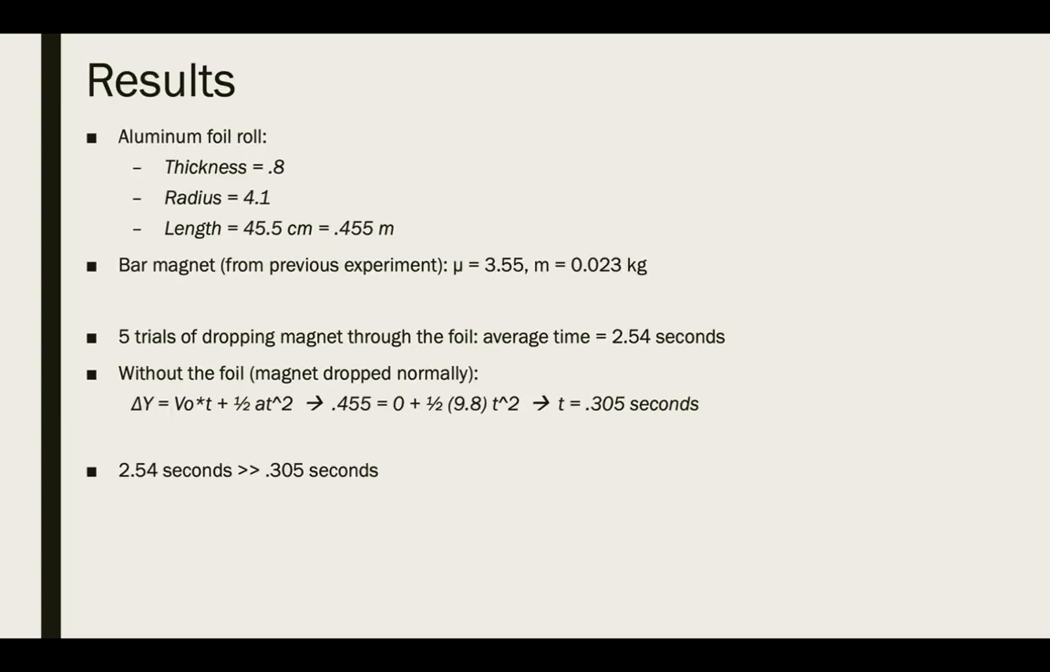So here are the specific results. For the aluminum foil roll, the thickness was 0.8, its radius was 4.1, and the length was 45.5 centimeters. And for the bar magnet, from the previous experiment, we already saw that mu was 3.55 and m, the mass, was 0.023 kilograms. After 5 trials of dropping the magnet through the foil, just calculating the time on my phone, the average time was 2.54 seconds. Without the foil, if it were dropped normally, this could be used with the kinematic equation, which calculated t to be 0.305 seconds. And as we see, 2.54 is much greater than 0.305 seconds.